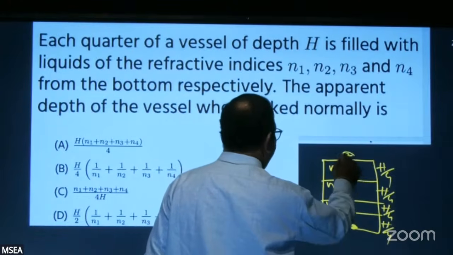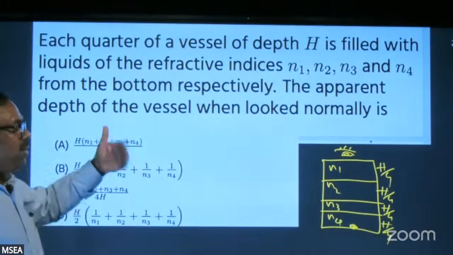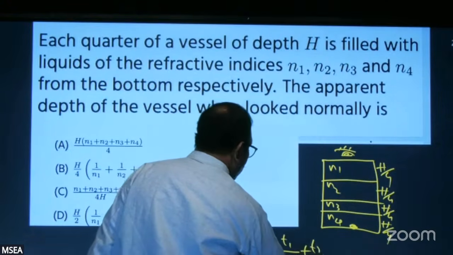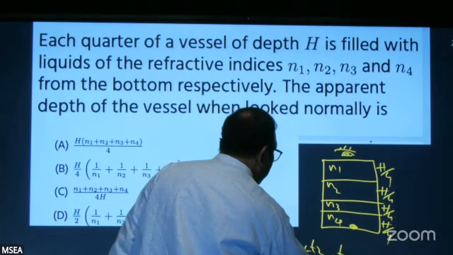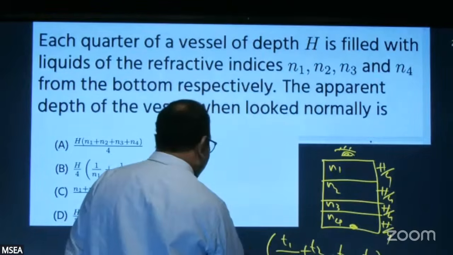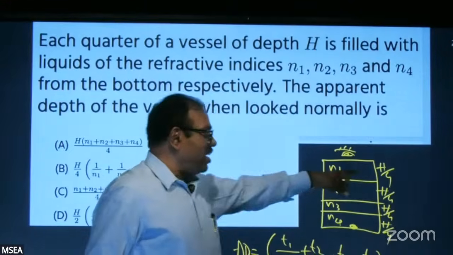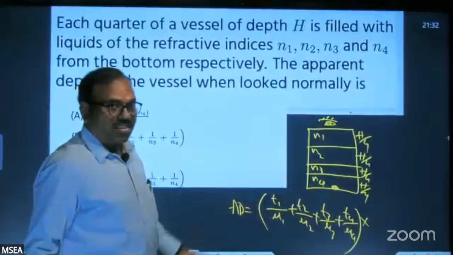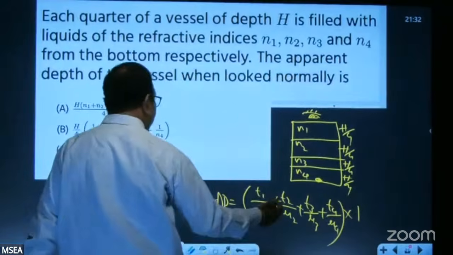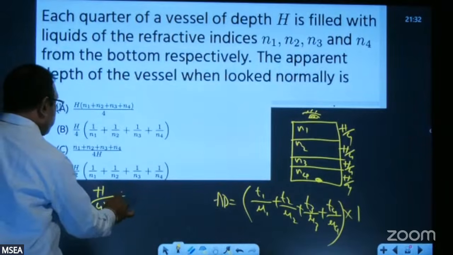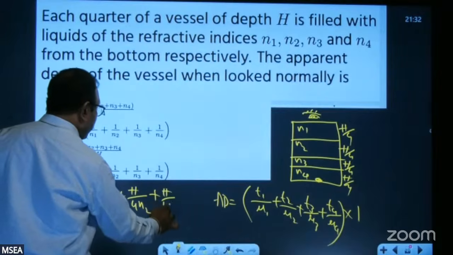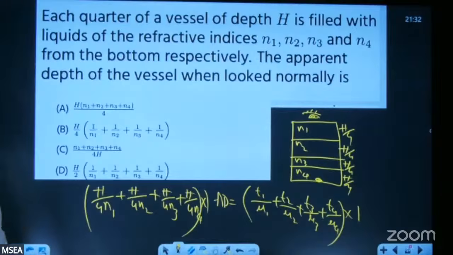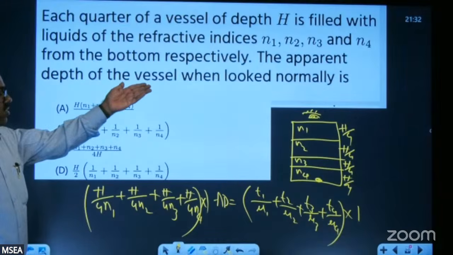We are observing the bottom from the top, that means from the rarer medium. Then we know the apparent depth is T1 by mu1 plus T2 by mu2 plus T3 by mu3 plus T4 by mu4, that is, thickness divided by its refractive index for each layer, into the observing medium, which is 1. So simply H by 4 by N1 plus H by 4 by N2 plus H by 4 by N3 plus H by 4 by N4, into 1. This is the apparent depth of the vessel when we look at it.